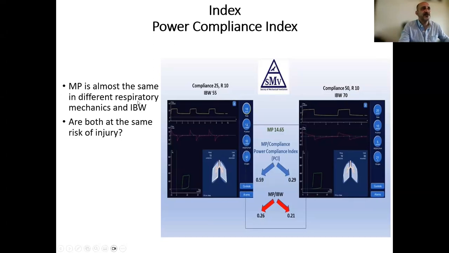So those are patients with different compliance, like the one on the left with low compliance, resistance of 10 and low ideal body weight, compared to the patient on the right with higher compliance, so a better respiratory rate, and a higher ideal body weight, so it's a bigger patient. But if you look at them, both have mechanical power calculated at 14.65. If we index it to the compliance, you would see that, of course, the one with the low compliance has a higher power compliance index, PCI, than the one on the right. If you index it to the ideal body weight, again, it's higher on the left. So is that lung with poor compliance more prone to injury? Again, probably it's not been studied yet.